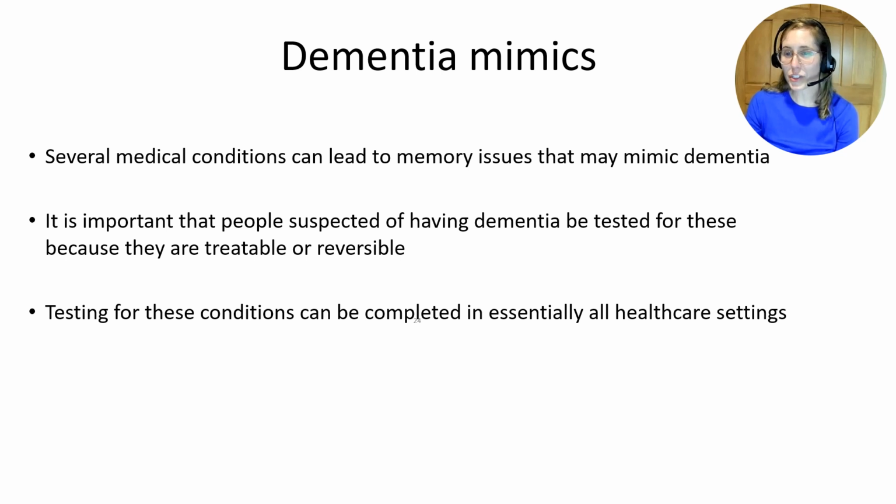So that leads us to the dementia mimics that I've been alluding to. When you are working up someone's memory issues, you should always rule out other causes that may be mimicking dementia. And there are actually a whole variety of treatable and reversible causes that can cause cognitive impairment that present just like dementia. And the workup for these can be completed in basically any healthcare setting. It's a very, very easy workup, so it's really important to know about these.